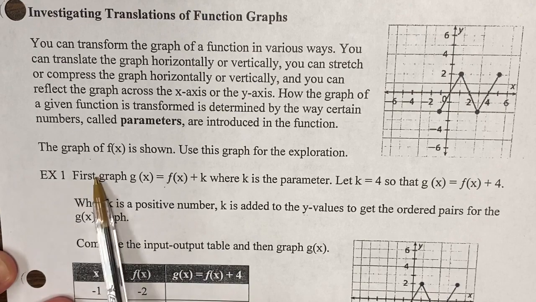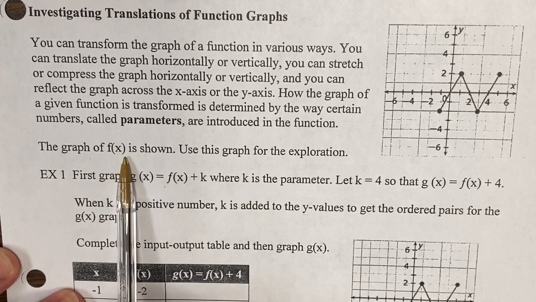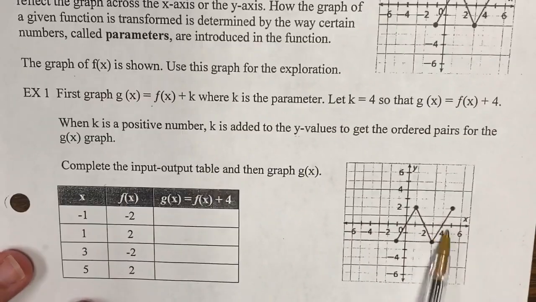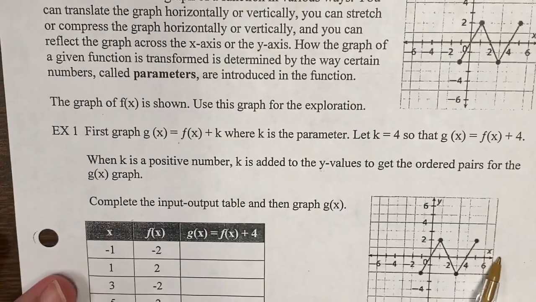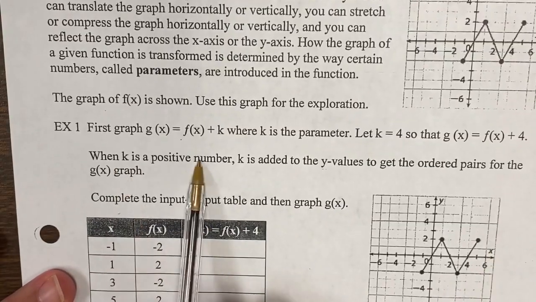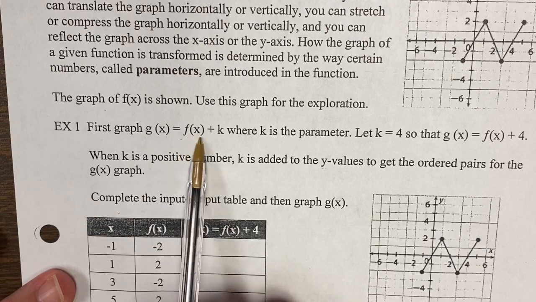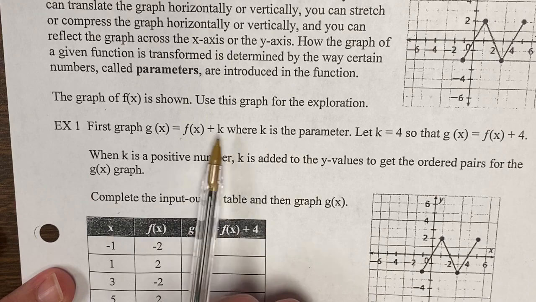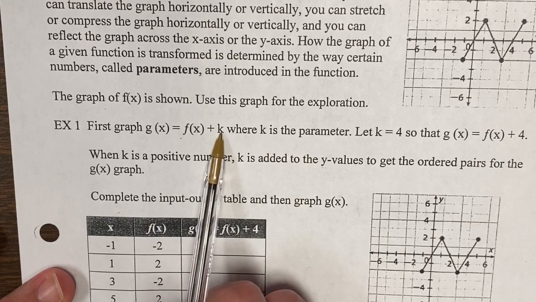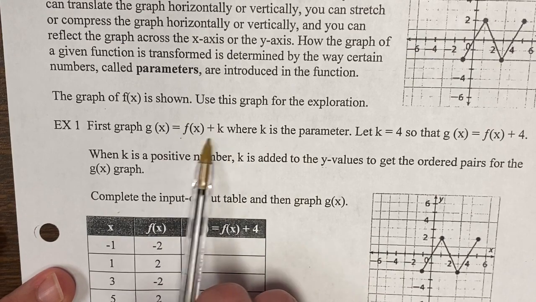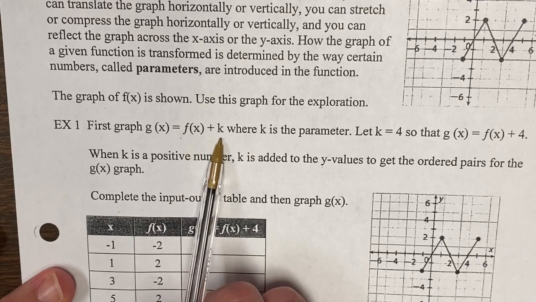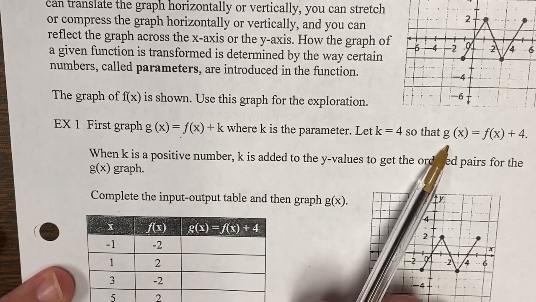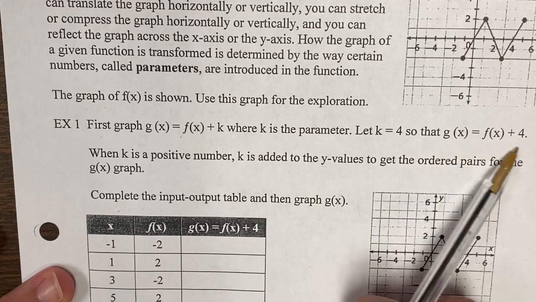So to start, the graph of f of x is shown. Use this graph for the exploration. So we're going to do this down here. It says first graph g of x equals f of x plus k, where k is the parameter. So we're going to look at what happens when we add a number to a function. What type of transformation does that make? So it says let k equal 4 so that g of x is equal to f of x plus 4.